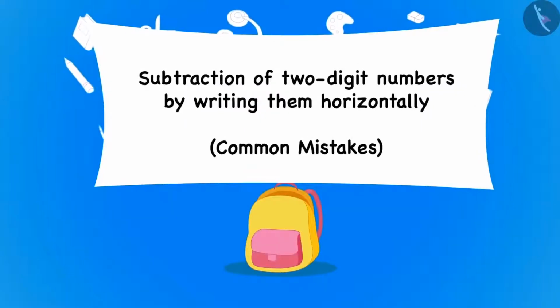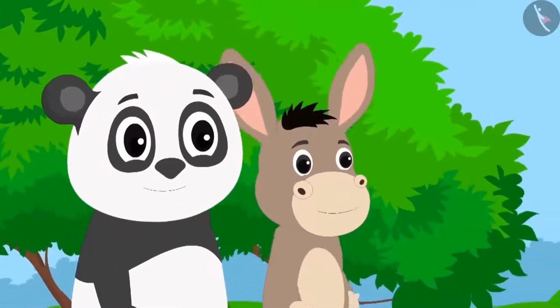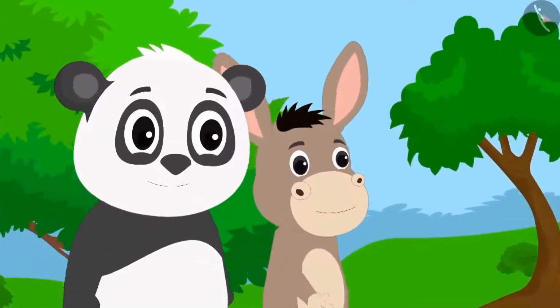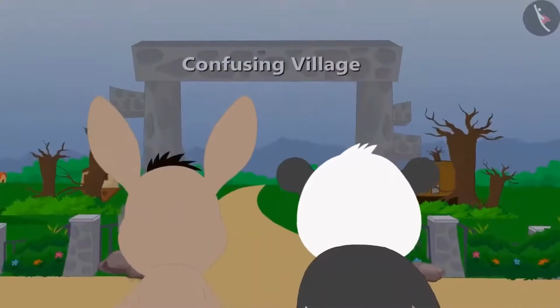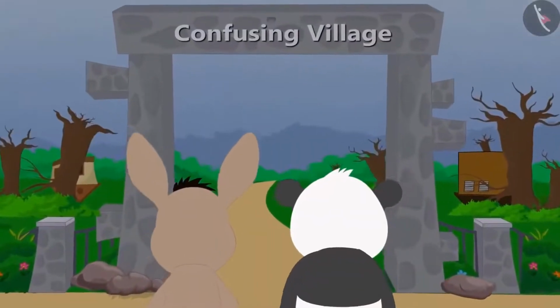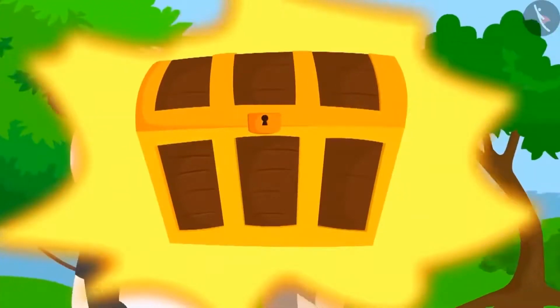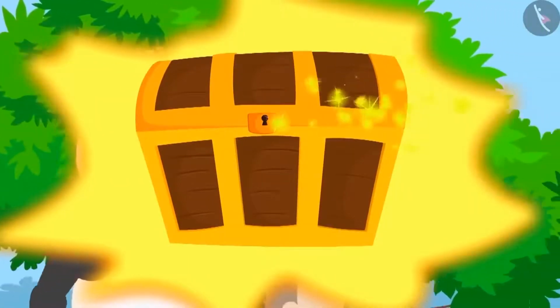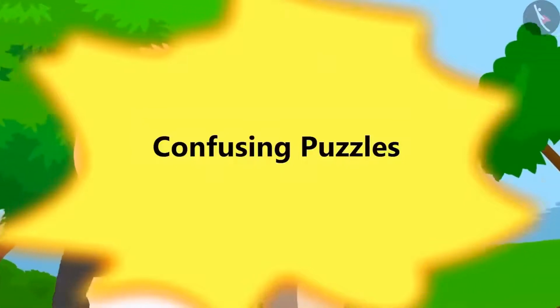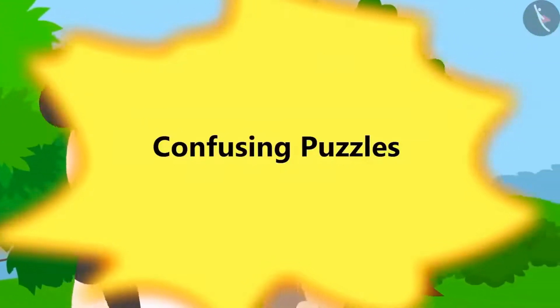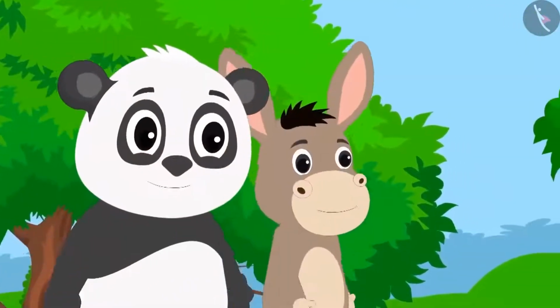In this lesson, we will look at some common mistakes that are made while subtraction of 2-digit numbers. One day, while walking around, Bhola and Golu Panda reached the confusing village of mathematics. A lot of treasure is hidden in the village. But to get it, they will have to solve the confusing puzzles of this village.